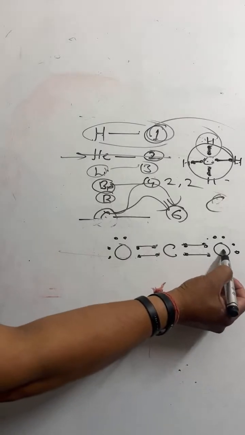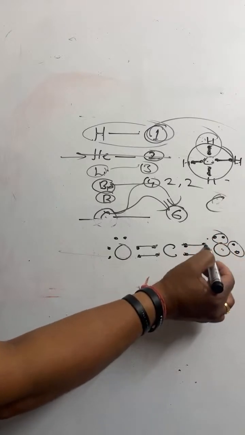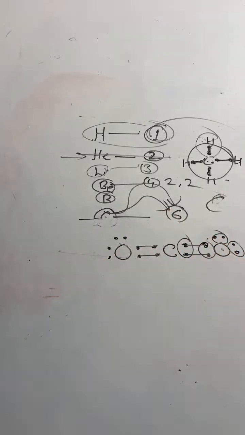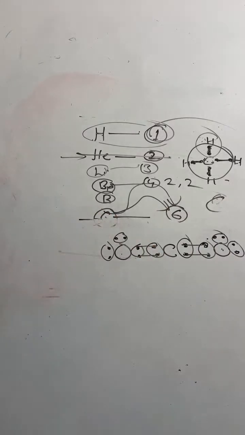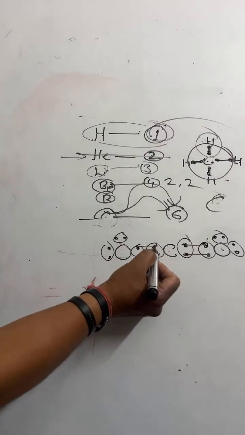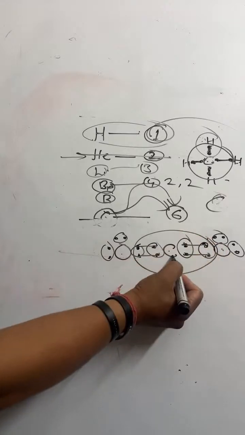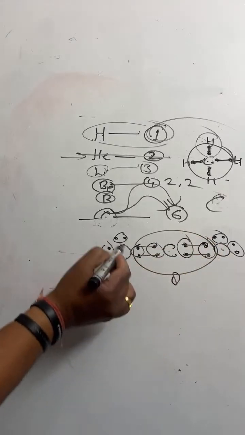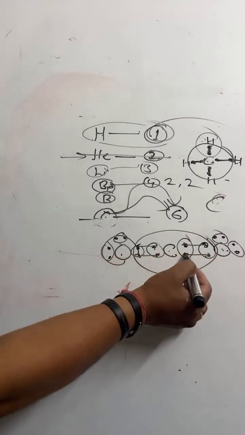Now, if you ask the oxygen, how many electrons do you have? This oxygen will say 2, 4, 6 and 8. This oxygen will also say 2, 4, 6, 8. Now, both are telling a lie, but because of this type of covalent bond, this carbon says 1, 2, 3, 4, 5, 6, 7, 8, mine. So this carbon is happy because it has 8 electrons. This oxygen says 6 and 2 from carbon.